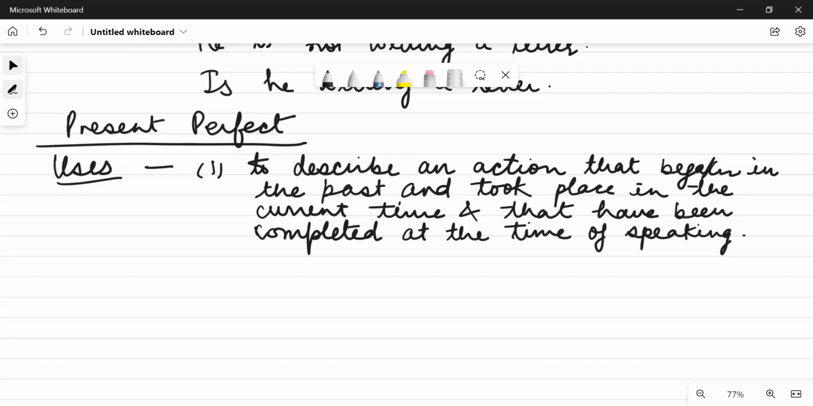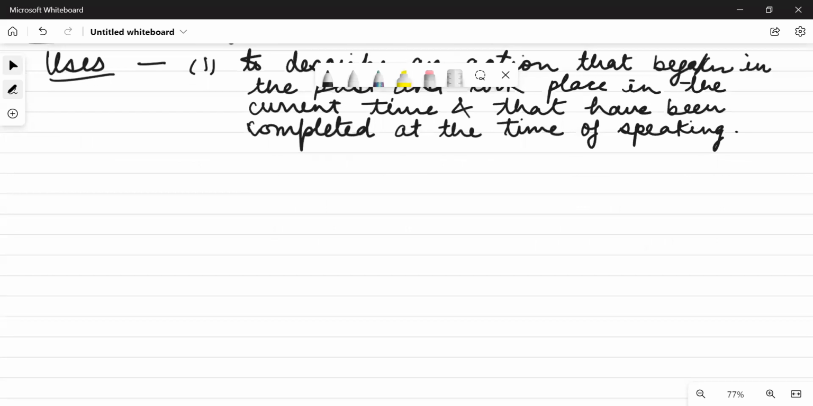It began in the, not in extreme past. Okay, it began in the past, of course, because that time is gone, but not in extreme past. कल की बात नहीं हो रही है यहाँ पे, because the action took place in the current time. But at the time when I'm speaking right now, it is over. That is why I am saying I have already discussed. I have discussed simple present tense with you, right? So this is how present perfect is used.